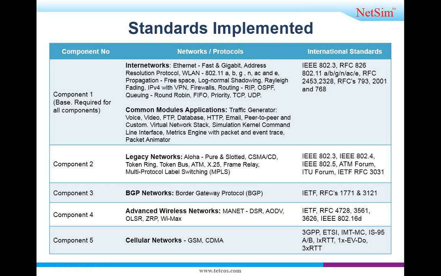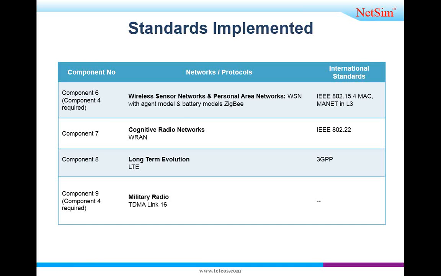Then component 5 is for cellular networks, that is GSM and CDMA. And component 6 has wireless sensor network and PAN, personal area network, with their agent model and battery models, ZigBee. For component 6, component 4 is required to run this. Then component 7, which is cognitive radio network, that is WRAN, wireless regional area network. And component 8 is LTE, Long Term Evolution. And component 9 has military radio, TDMA Link 16. Okay, so these are the components implemented in NetSim.